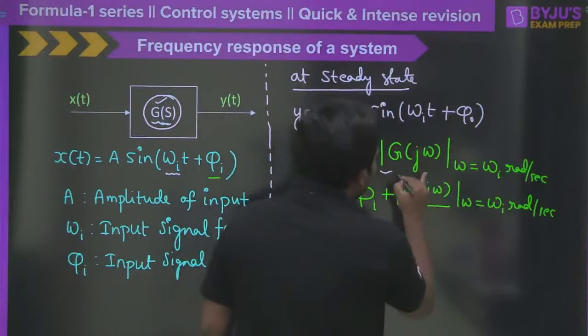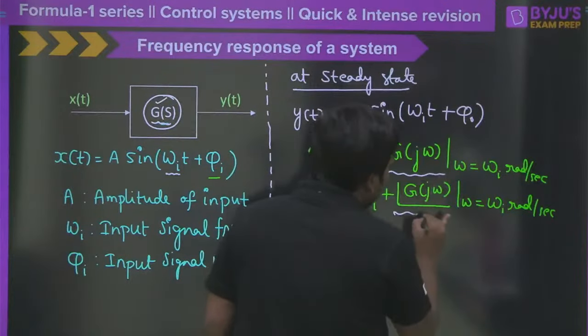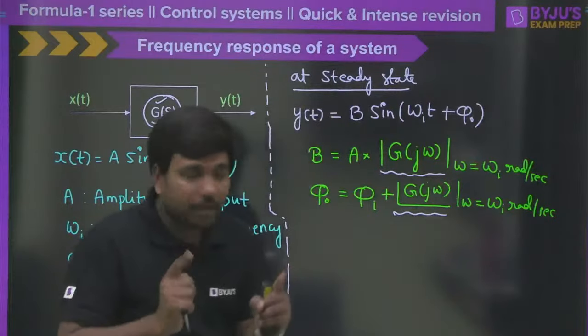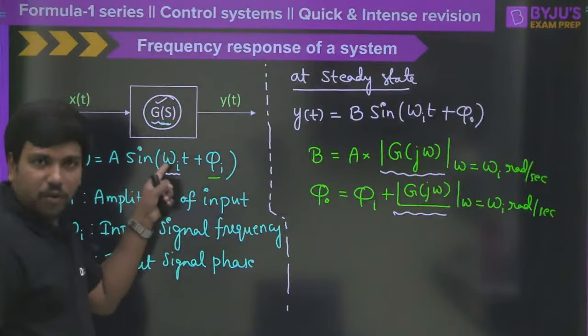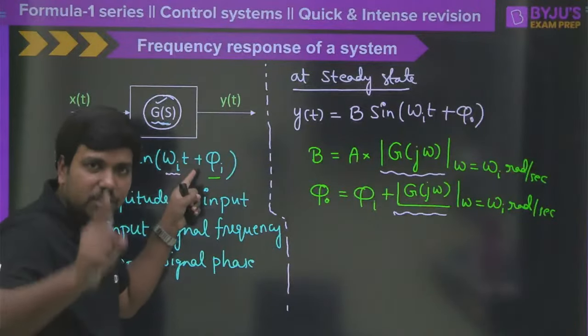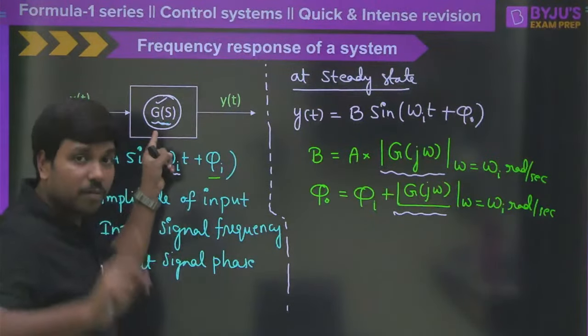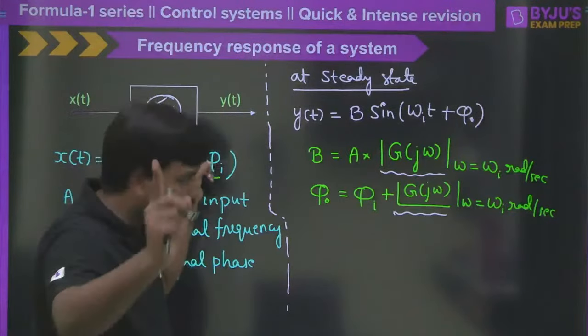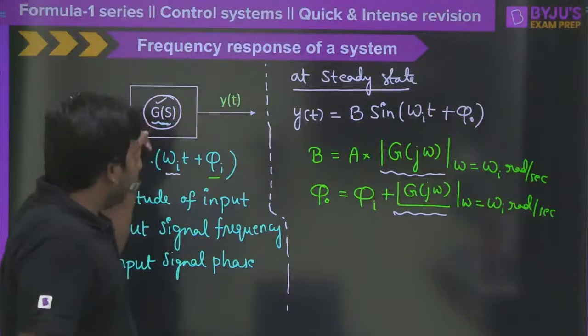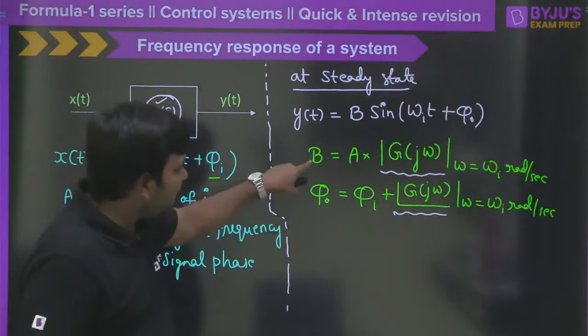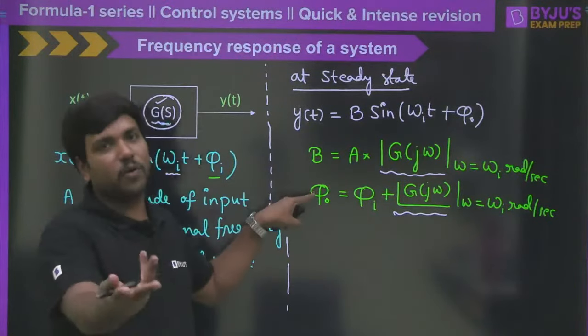This value is going to change, that is the magnitude, and this value is going to change, that is the phase. That means for the variation of the input signal frequency, the magnitude and phase of the system are going to vary. Note down this point: vary.